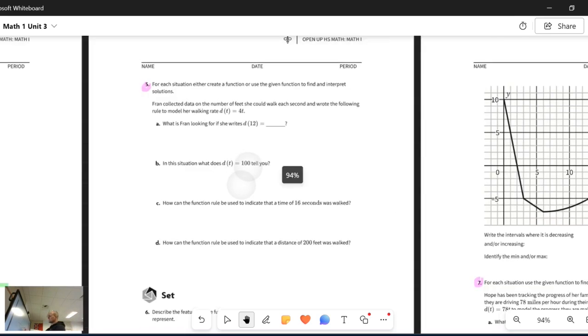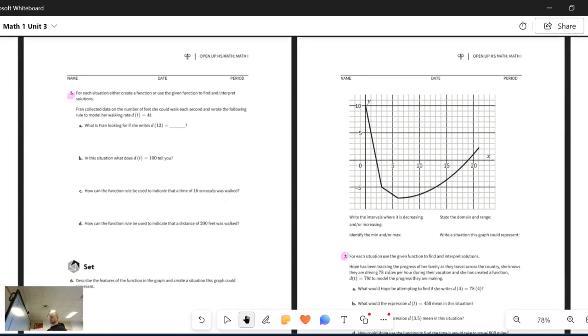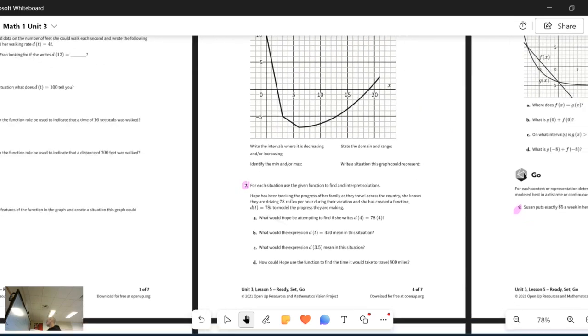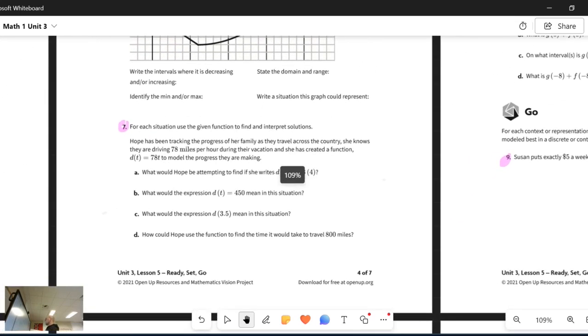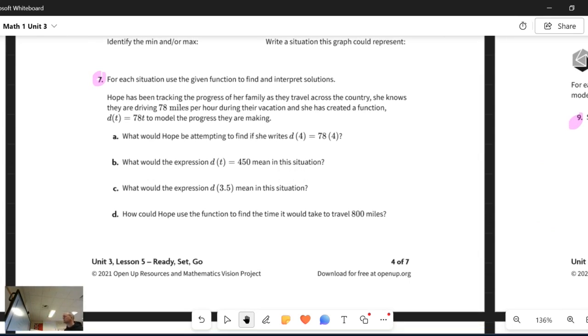Cool. So like I said, that's me just kind of talking through that problem instead of writing it all down, but you feel free to back up, pause it, whatever it is that you end up needing to do. Problem 7, very similar to this, is that Hope has been tracking the progress of her family as they travel across the country.